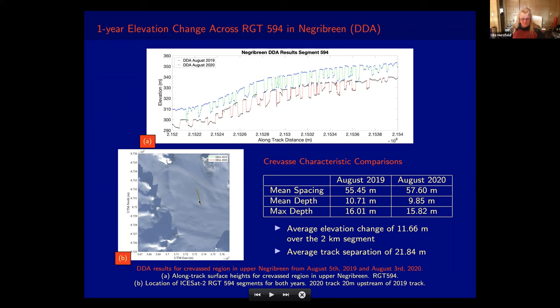This little inset always shows you where we are on the glacier. And we also have to take into account that one track's a little bit like 20 meters upstream of the next track, of the next year's track.